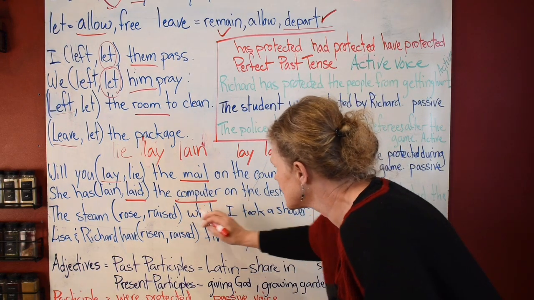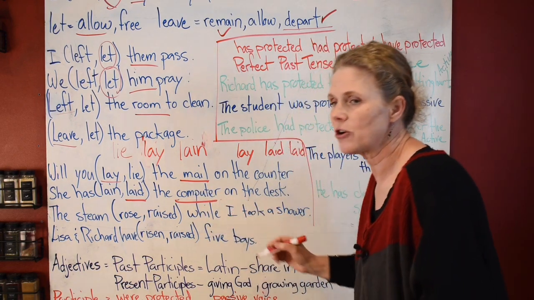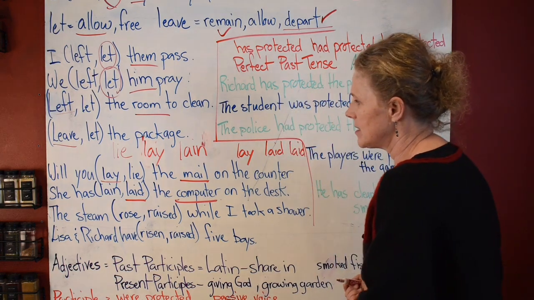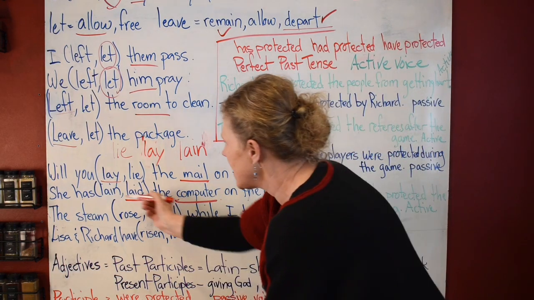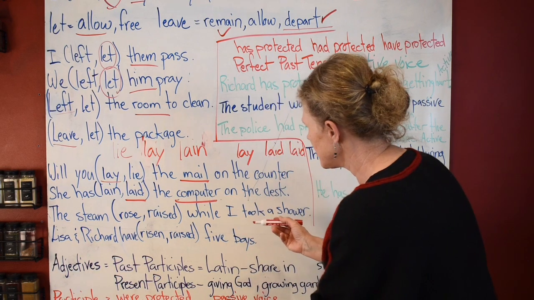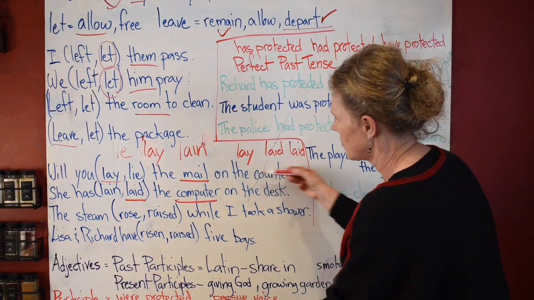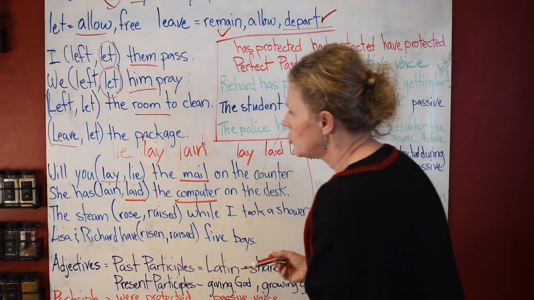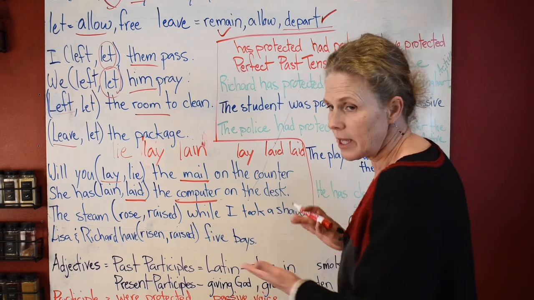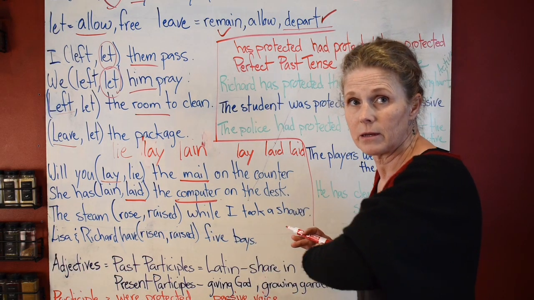But because this has a direct object and you're actually setting something down, remember, if you're setting something down, then you know you need to be using this, right? If you're doing the action.